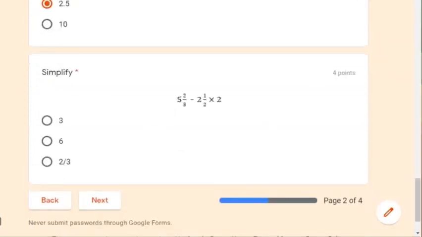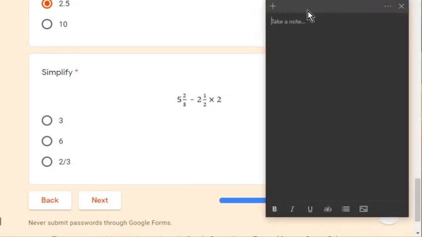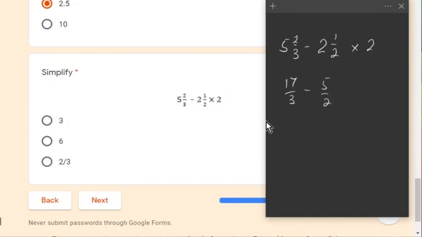Simplify the fractions. So let's solve that over here. So I have 5 and 2/3 minus 2 and 1/2 times 2. So let's change the mixed fractions to improper fractions. So this will give me 17/3 minus 5/2 times 2, which is the same as 2/1. And according to BODMAS, we have to solve multiplication before doing addition or subtraction.